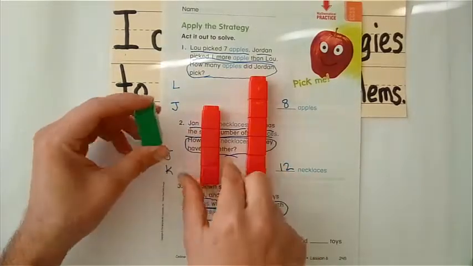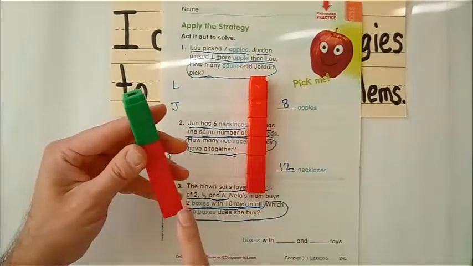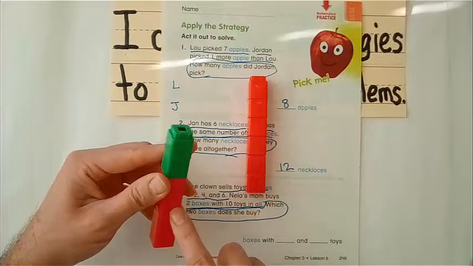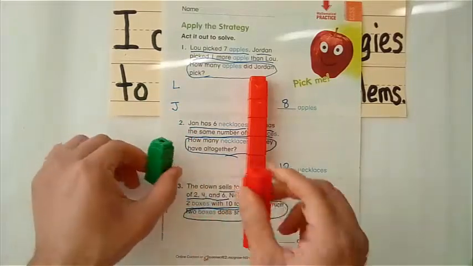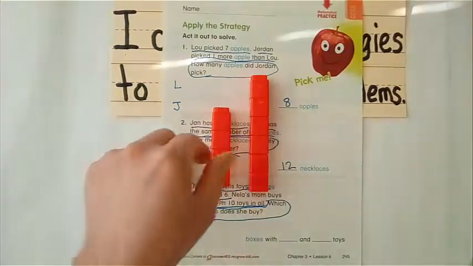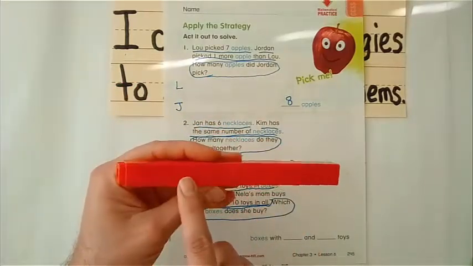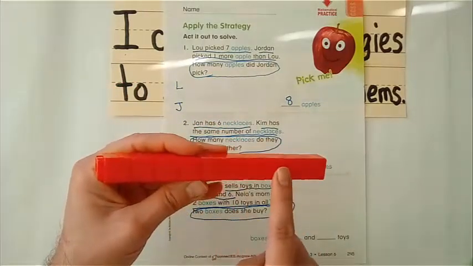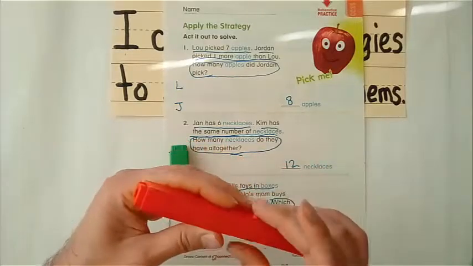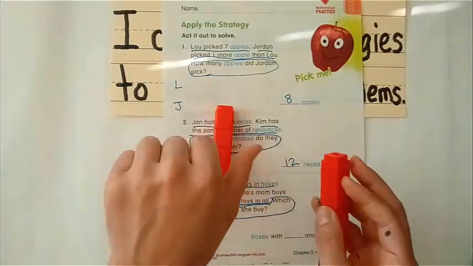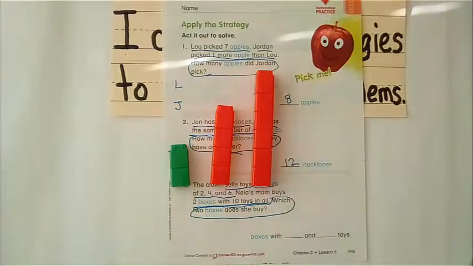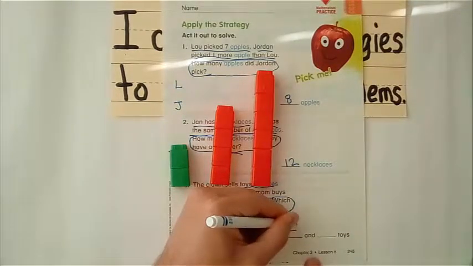So if I buy this one and this one, is this 10? Let's see. 1, 2, 3, 4, 5, 6. No. So it can't be those. How about if I put these 2 boxes? Are these 10? 1, 2, 3, 4, 5, 6, 7, 8, 9, 10. That's right. So a box of 4 and a box of 6 make 10. Those are the ones they bought.